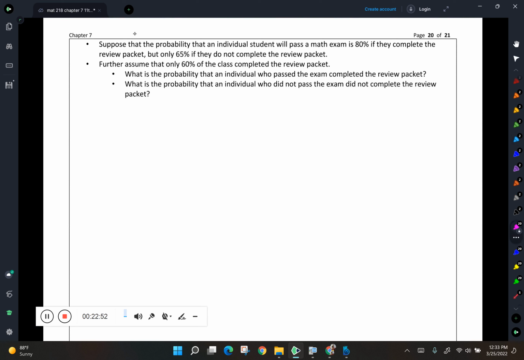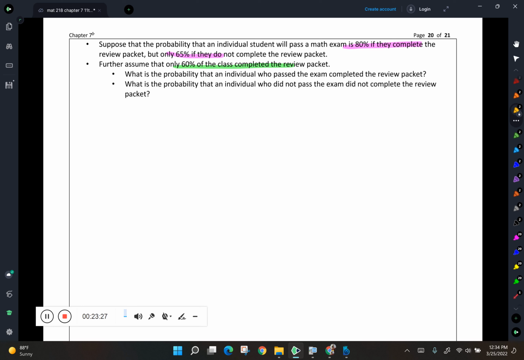Well, those are going to be conditional probability statements because they are pass the class based on some prior activity, in this case, doing a review packet. Okay? Further assume that only 60% of the class completes the review packet. Well, that's just a plain old probability. And then they want us to calculate some probabilities here. What is the probability of the individual who passed the exam, completed the review packet? And what is the probability that an individual who did not pass the exam did not complete the review packet?